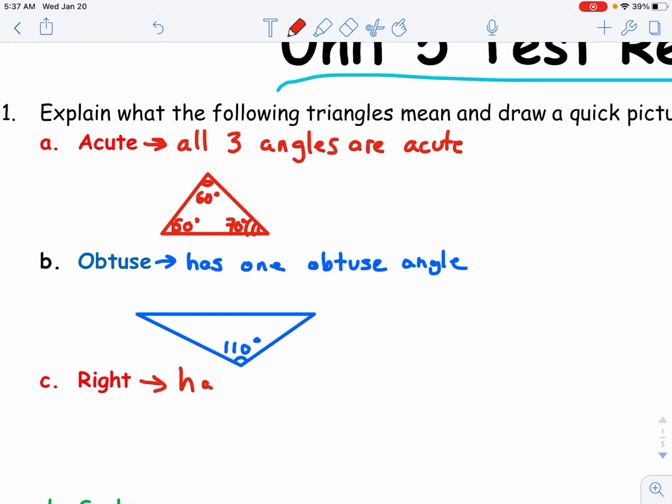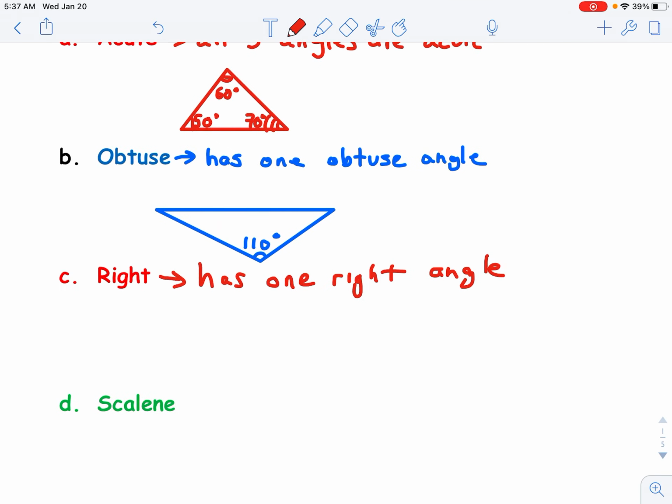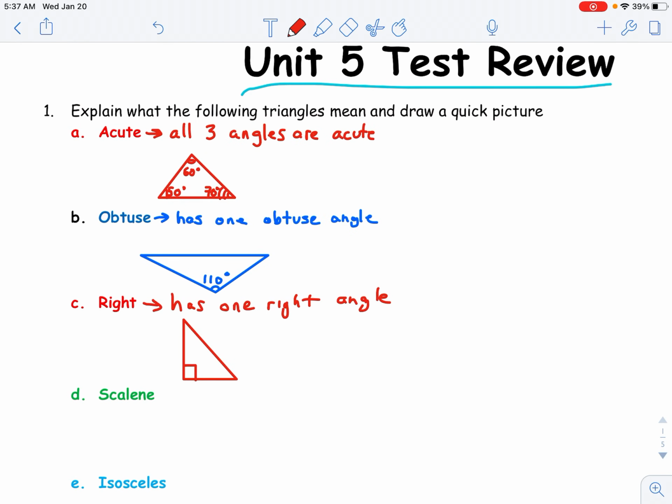Right triangle has one right angle. Alright, and again, it can only have one right angle. Looks something like this. Alright, so these are some qualifications. So to classify a triangle by angles: acute, all three angles are acute. Obtuse has one obtuse angle. Right has one right angle.